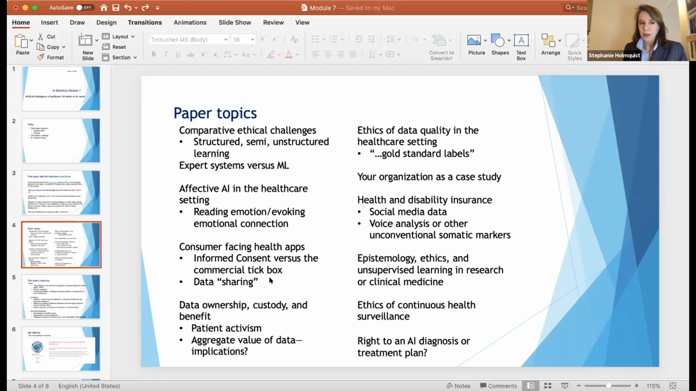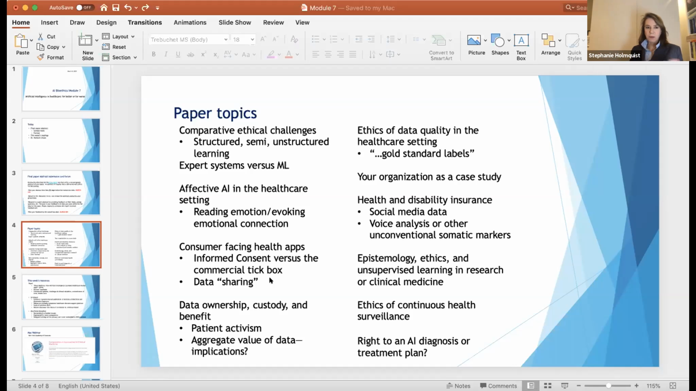You could certainly think about data ownership, custody, and data benefit. So remember that data is valuable in the aggregate. A single data point doesn't count for very much. Data is valuable in the aggregate. So who's going to extract value from that data?